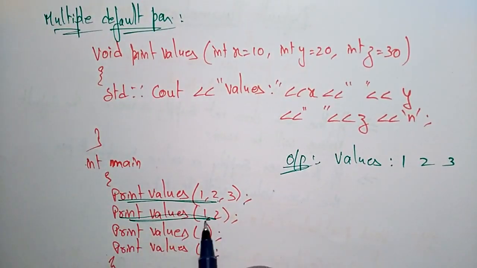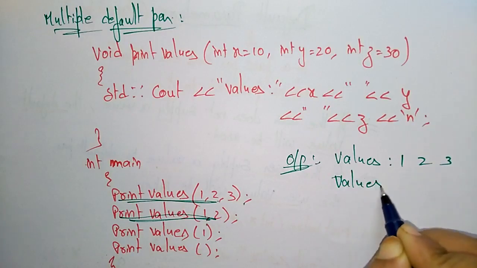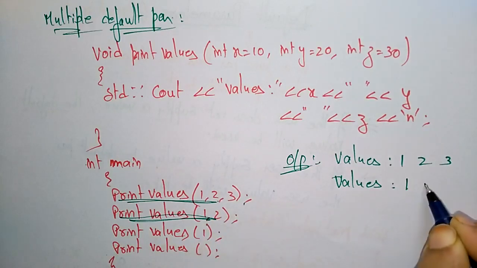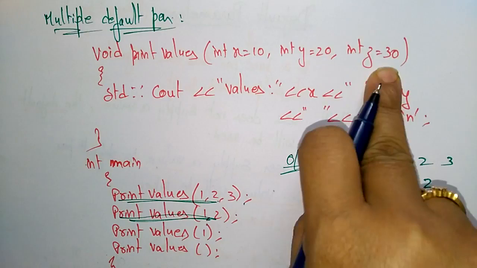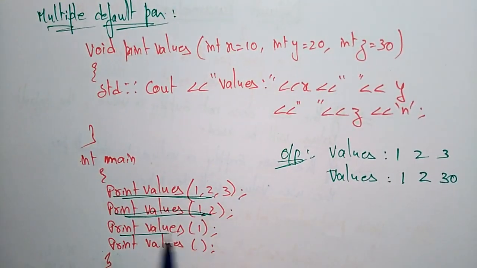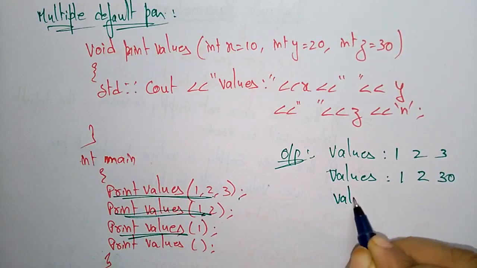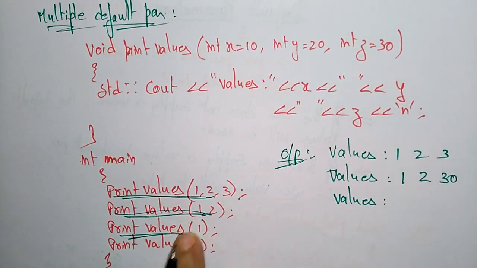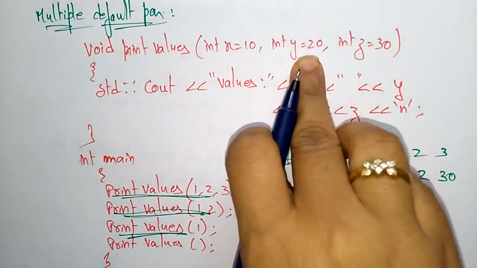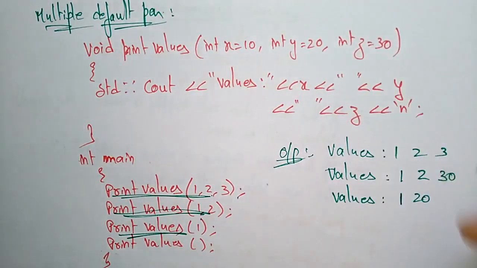Now coming to the next function, that is values. Here only two arguments are there, 1, 2. So now x value is 1, y value is 2, and z prints the default parameter 30. Now coming to this function, values. Only one argument is there, means one value is given. So the leftmost value gets it. So x is 1, y takes the default value 20, and z 30.